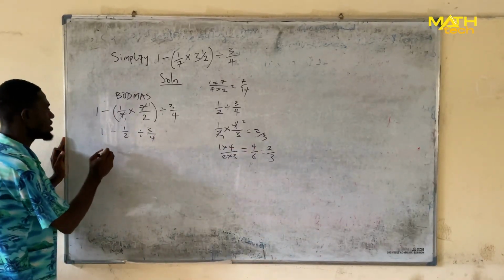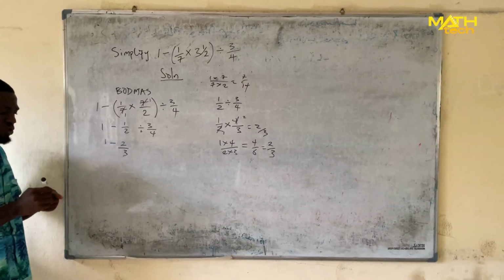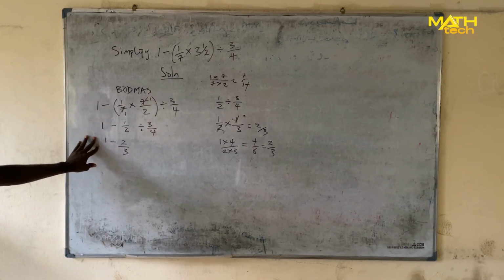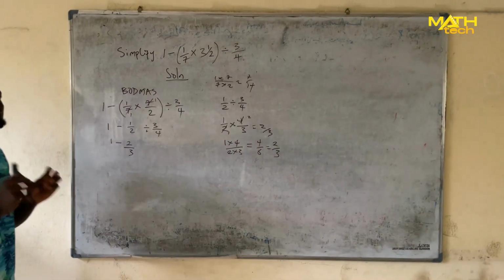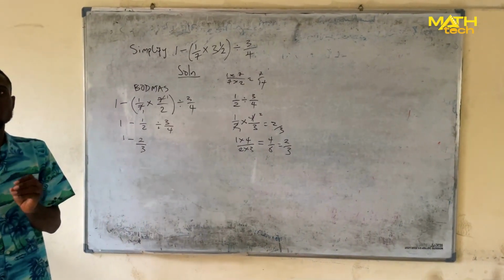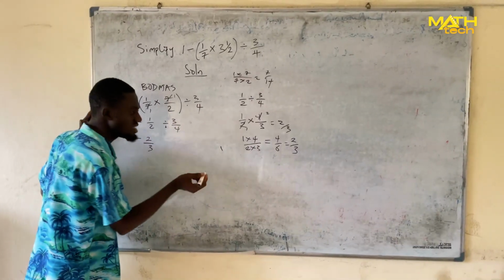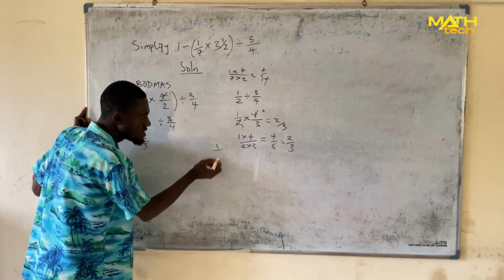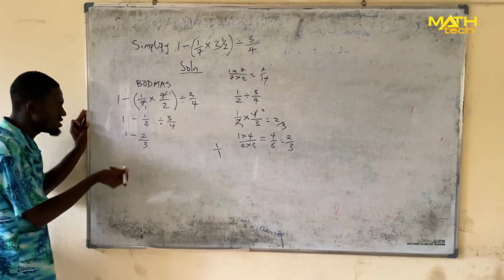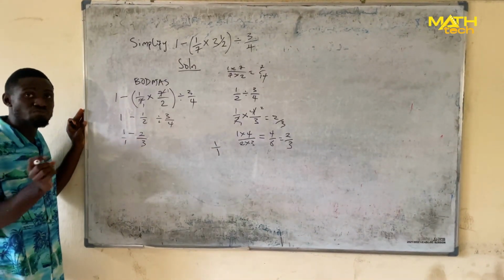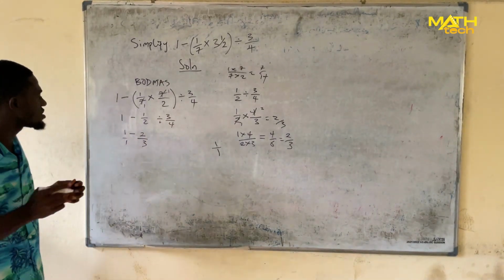2 all over 3. So here we'll be having 1 minus 2 all over 3. At this point, we are having a whole number subtracting a fraction. Now don't forget that every integer is also a rational number, because for you to have 1 standing on its own, it means that 1 is dividing itself, 1 over 1. Anything that divides 1 remains the same. So it's the same thing as 1 all over 1.